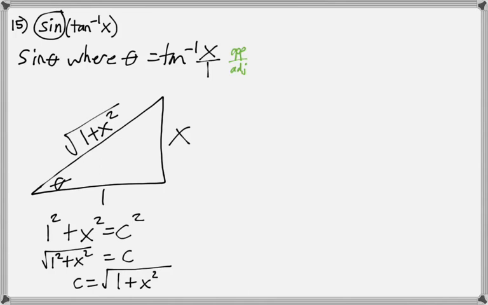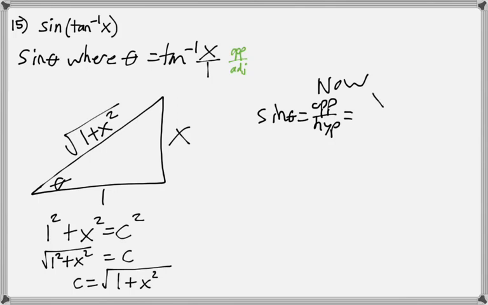Now I'm looking at the sine. So sine of theta is equal to the opposite over the hypotenuse. So the opposite is x. The hypotenuse is the square root of 1 plus x squared. And you'll notice these aren't nice numbers. We have variables here. So this is going to be an expression.